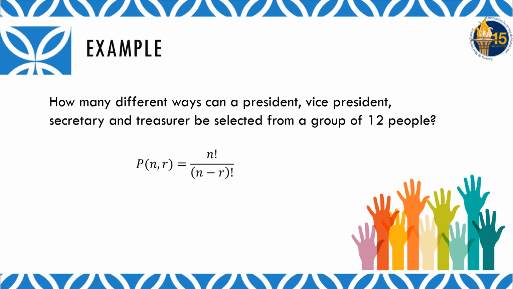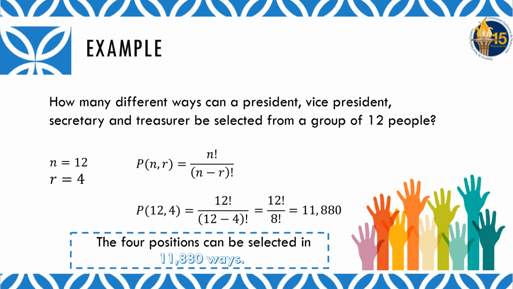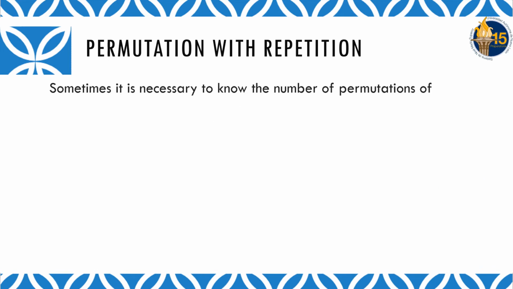Being n the total number of the elements and r the number of elements that we will take from the set, in this case n is equal to 12 and r is equal to 4. Then, the number of permutations is 12 factorial over (12 minus 4) factorial, equals 12 factorial over 8 factorial, equals 11,880. Therefore, the four positions can be selected in 11,880 ways.